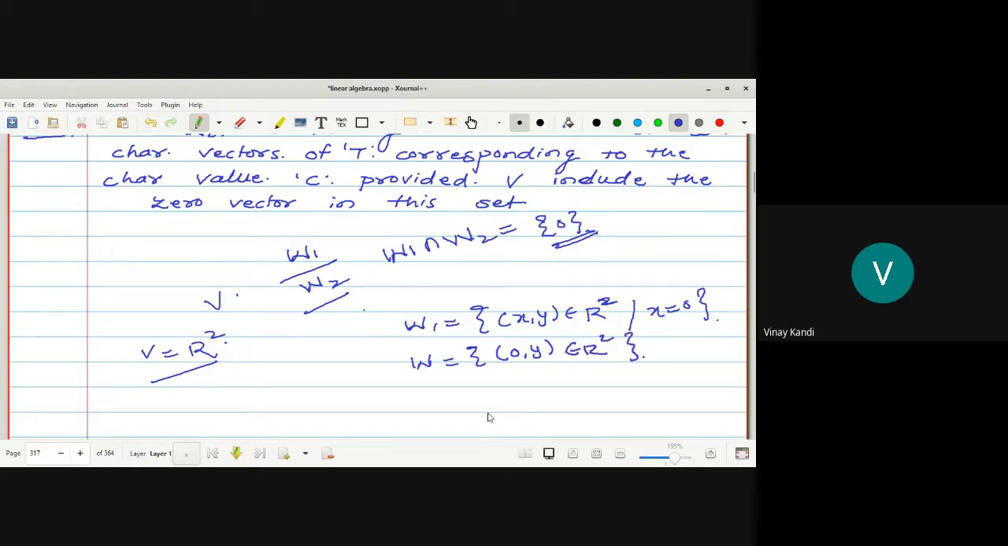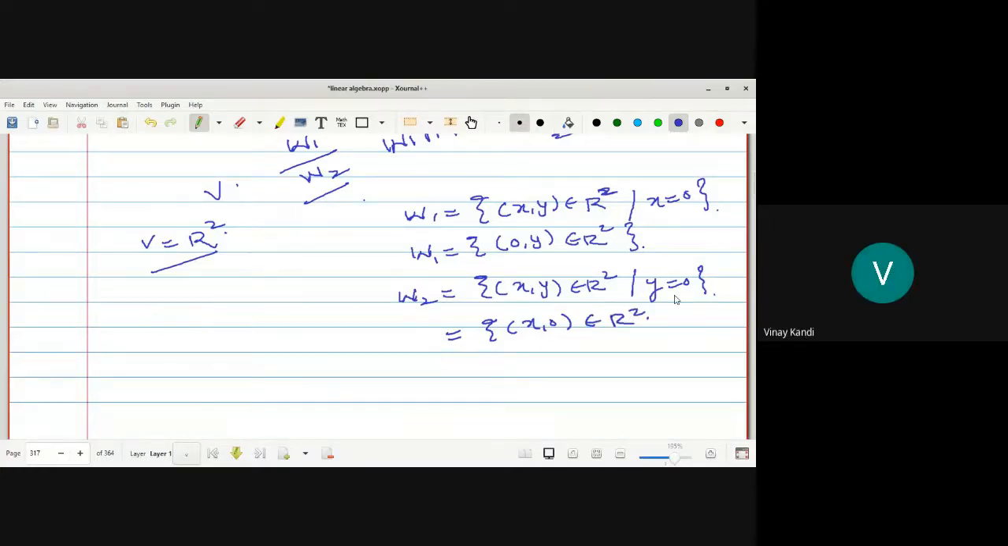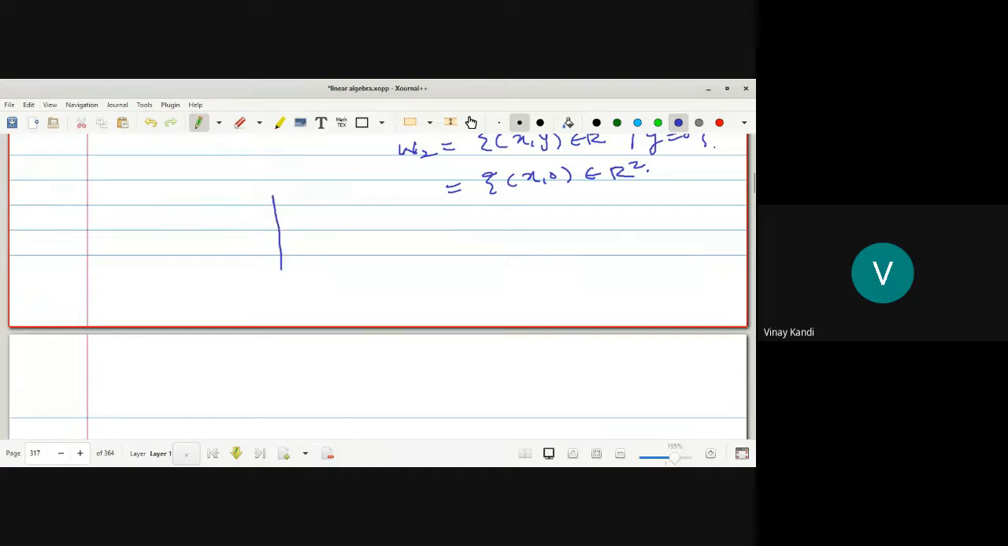Suppose W is equal to (x, y) belongs to R2 such that y is equal to 0. म्हणजे याच्यातले एलिमेंट कसे असतील? x, 0. ओके, ग्राफिकली जर आपण पाहिलं तर कसं दिसेल? हा R2 तुमचा.